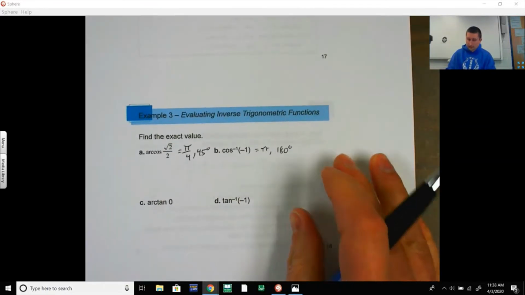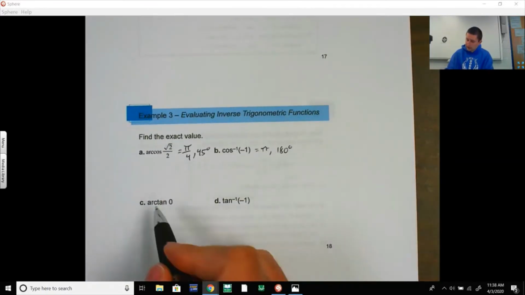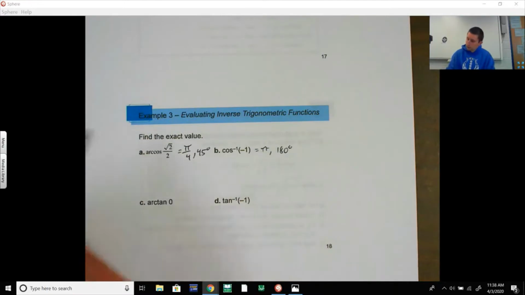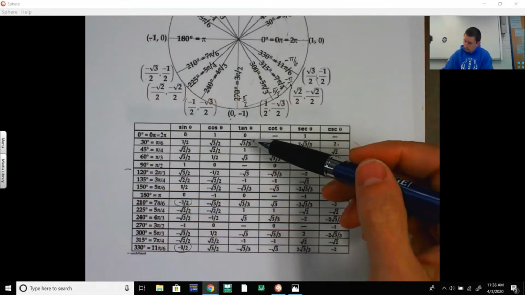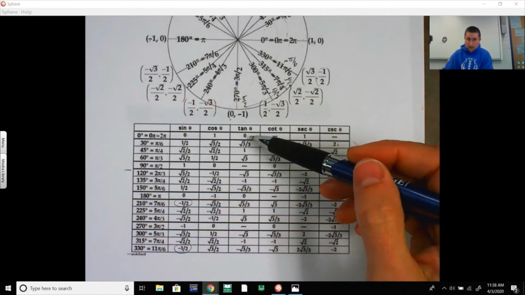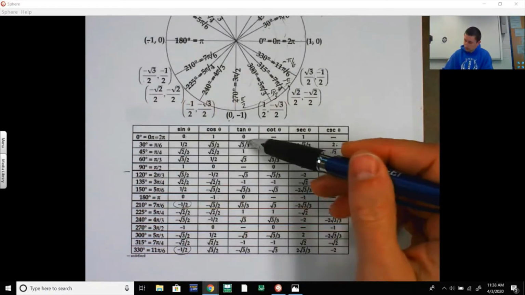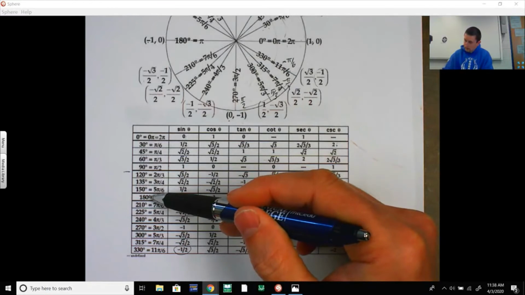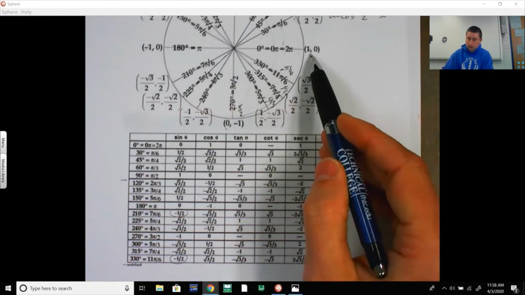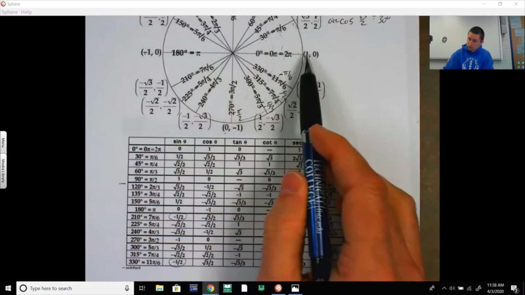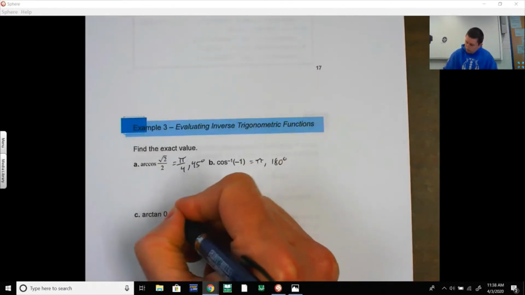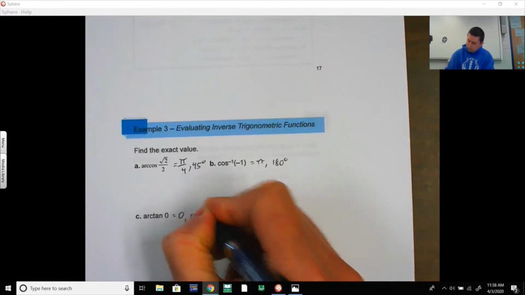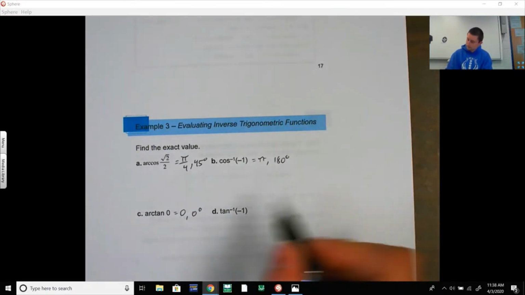The arctangent of 0. Now remember, tangent has to again come from the fourth and first quadrants, but 0 is usually a pretty safe one. So we have 0 showing up for 0 degrees, and we have 0 showing up for 180. So these are your two, 0 degrees and 180. The one from the first or fourth quadrant would be 0 degrees. So 0 radians or 0 degrees.